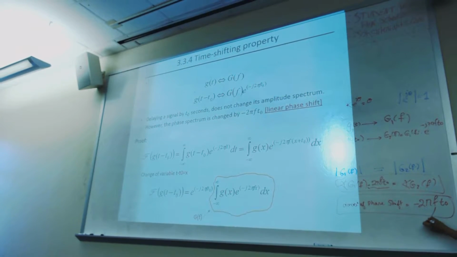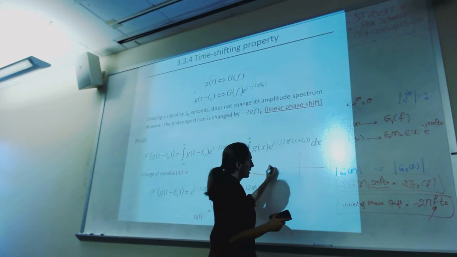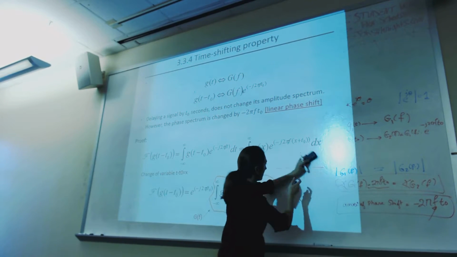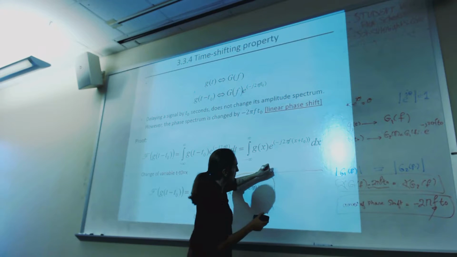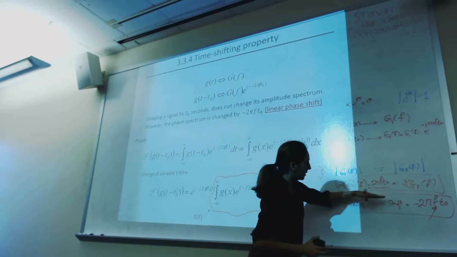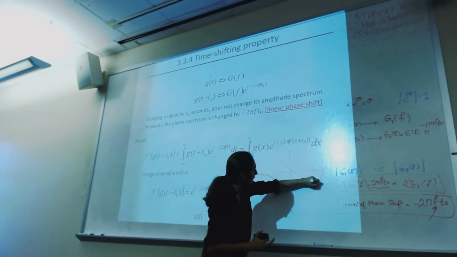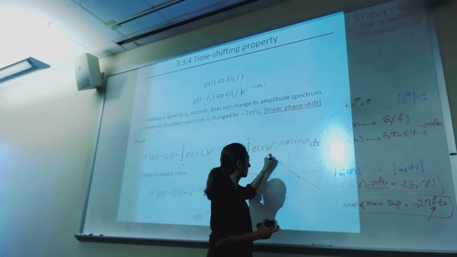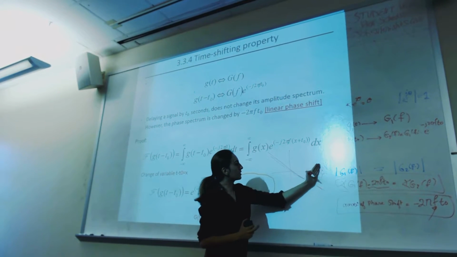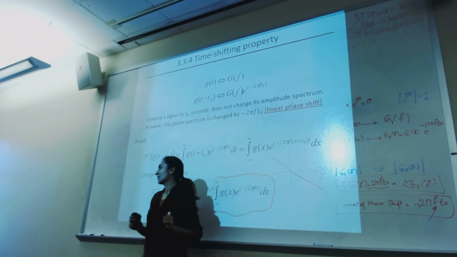So what does it say? If I plot this, if I increase f, it basically looks like that. It's a line versus f, and the slope is negative. So it's like that. That's the phase shift. As I increase the frequency, the amount of phase shift increases.